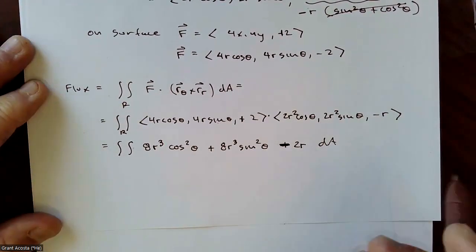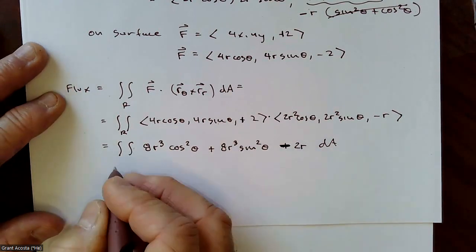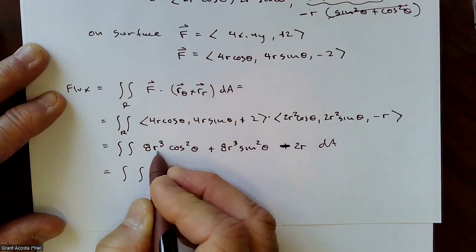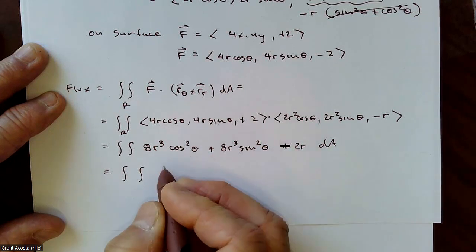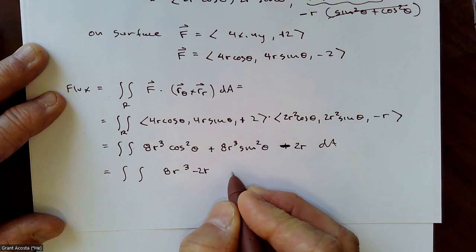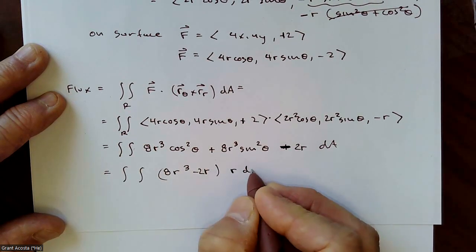Obviously, this is going to work better in polar coordinates here, right? So if you factor out the 8r cubed, it's just going to leave you with cosine squared plus sine squared theta. So this is just going to be 8r cubed minus 2r, times, in polar, r dr d theta.